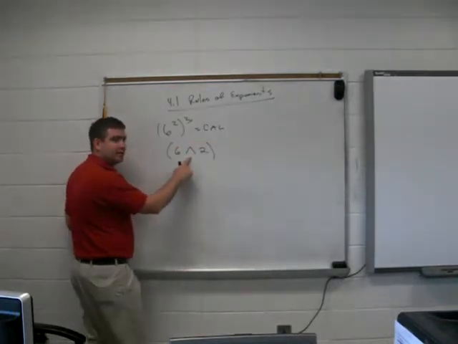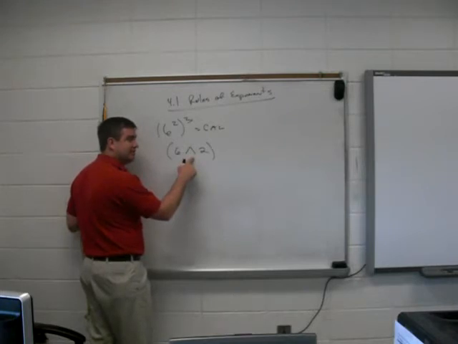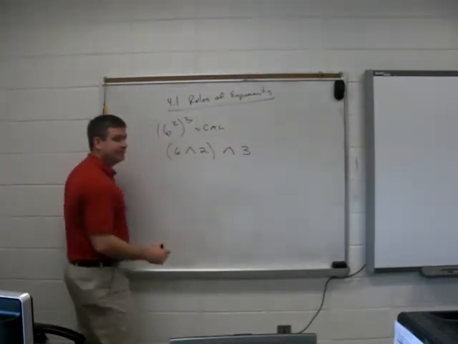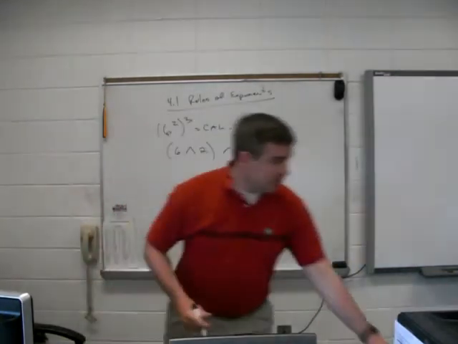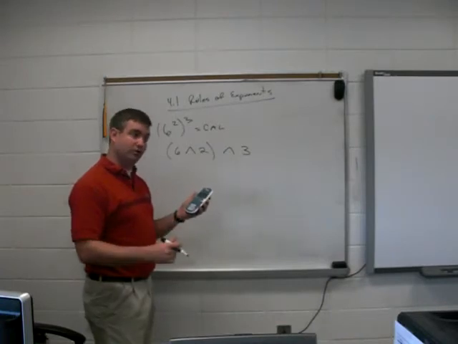This is caret. In computer science classes, we call this a caret. We had to program computers. That's 6 caret 2. Find it on your calculator. Then we're going to hit caret again, and we're going to say 3. Now, those of you with the new calculator, it's going to be a little different. It's going to do it for you.